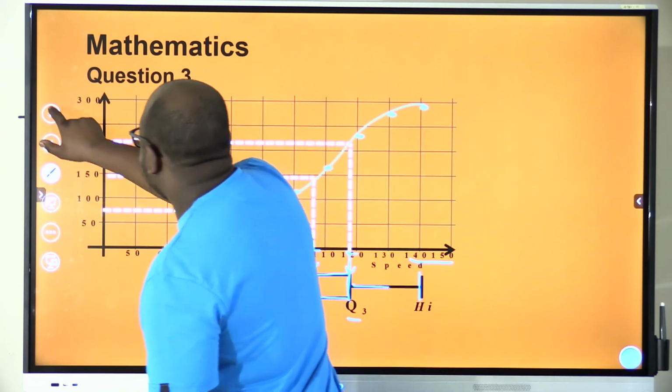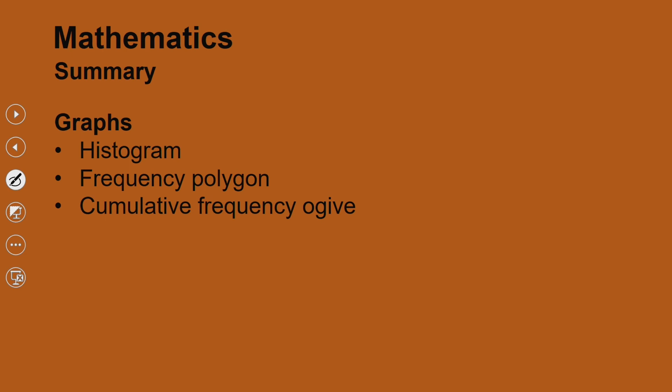Let's move. In our summary, what have we done? We have focused on graphs. We have focused on the histogram graph, the frequency polygon. Remember that what we did with the frequency polygon, we drew the frequency polygon onto the histogram. We also took this frequency polygon and drew it individually. We further went and drew the cumulative frequency OGIVE as well, and that information was used to be able to do the 5-number summary and your box and whisker diagram.